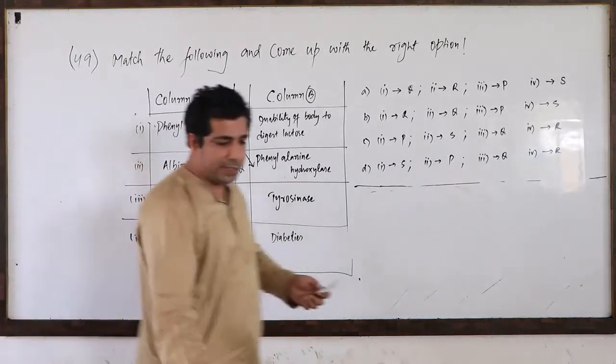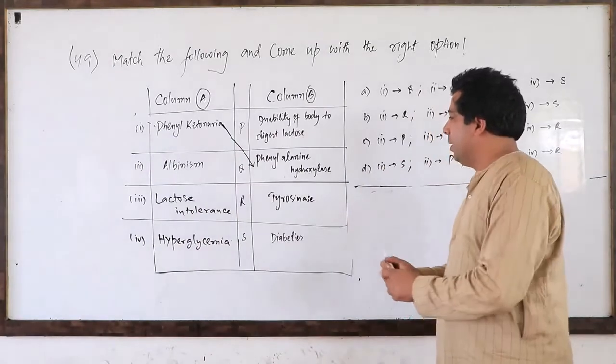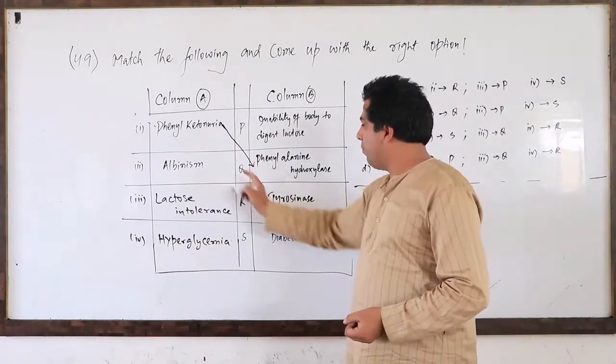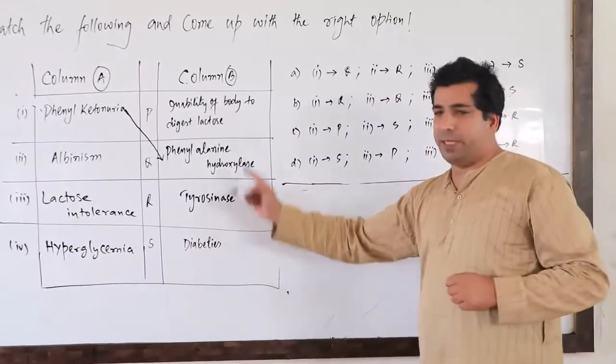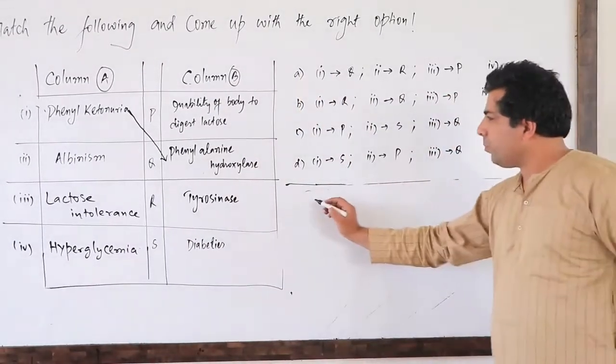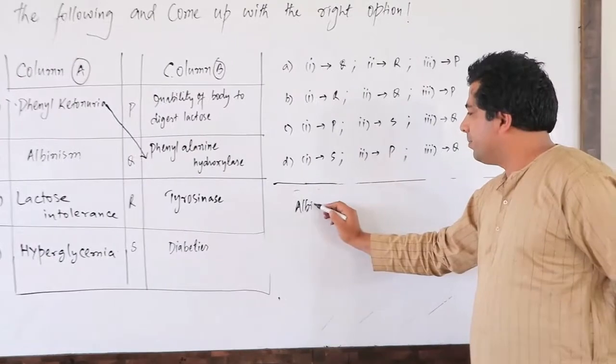So my dear friends, the second point is albinism. This albinism is because of the tyrosinase enzyme. I will just tell you, because of the deficiency of this enzyme. Okay. Albinism.